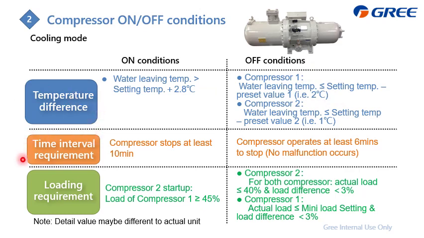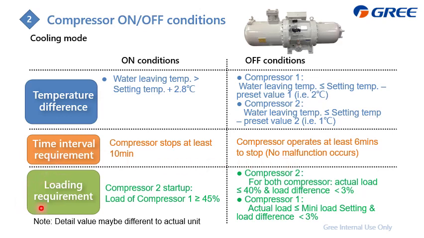As for the time interval condition, the compressor should stop at least 10 minutes, then it is allowed to turn on. And when the compressor turns on, it should operate at least 6 minutes, and then we allow it to stop. And of course, during these 6 minutes, if there is a malfunction, like high pressure protection, the compressor will stop immediately.